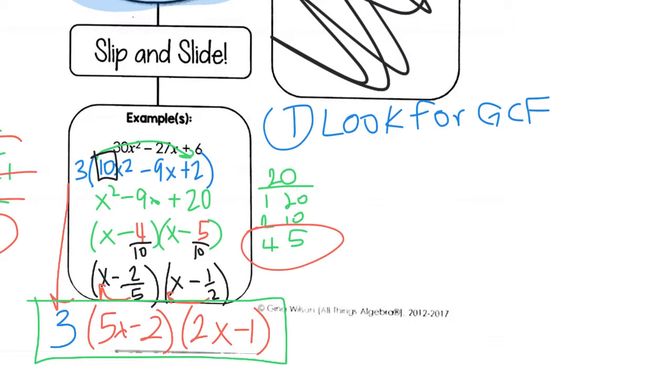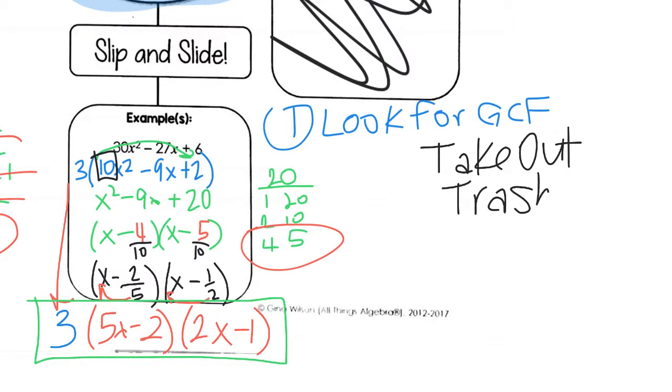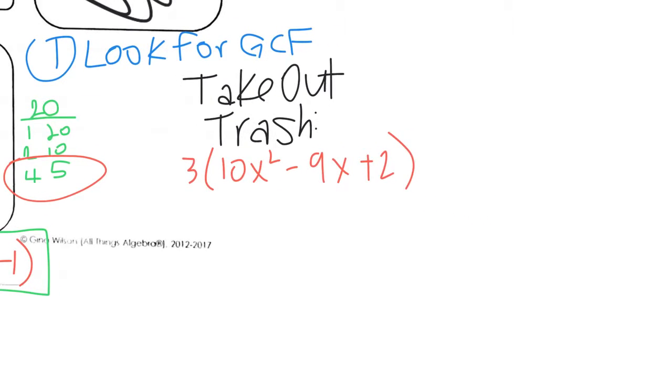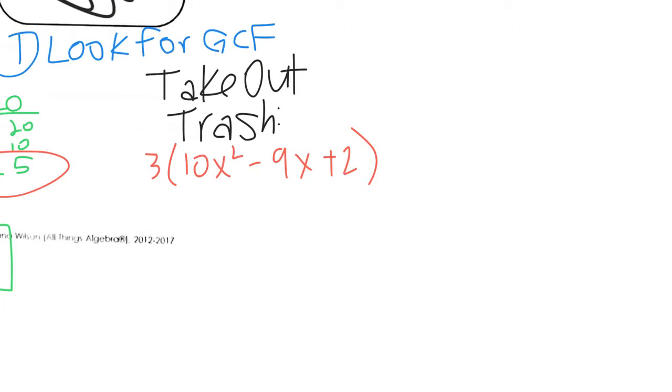Now, if I did it using take out the trash instead, so again, over here was slip and slide. If I want to do take out the trash, let's look and see how these steps would differ a little bit. So I'm still going to have that same problem that I'm starting with. So 3 times 10x squared minus 9x plus 2, because finding that GCF is the same. But now, let's go over if we did take out the trash.